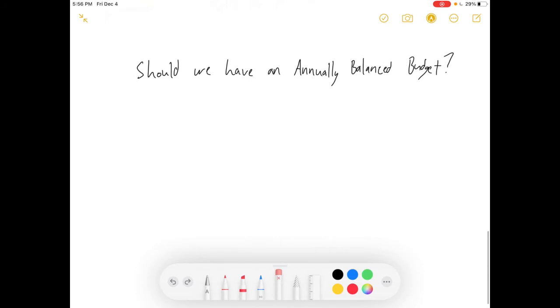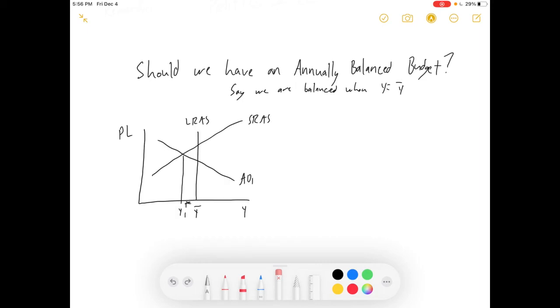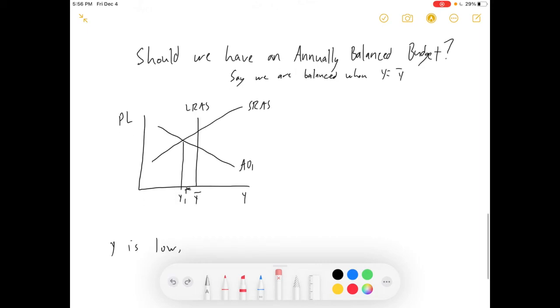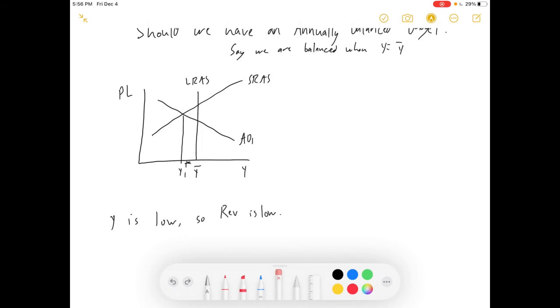So next question, should there be an annually balanced budget? Well, let's start by the assumption saying we're balanced when Y equals Y bar. That's just a starting point. You can change that if you want to. My arguments should still make good sense. So let's start in this recessionary gap. Y is low, so tax revenue is low. We're deficit spending.